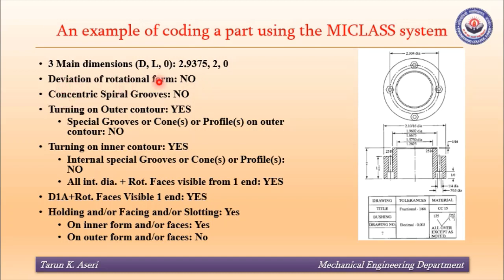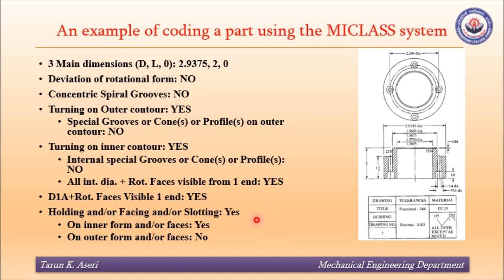Here are the questions. Deviation from rotational form? No. Concentrated spiral groove? No. Turning on outer contour? Yes. If yes, then spiral groove or cone or profile on outer contour? No. Turning on inner contour? Yes. If yes, then answer questions like internal specific groove or cone or profile, yes or no, or internal diameter, or rotational faces visible from one end? Yes. Like this are the questions.